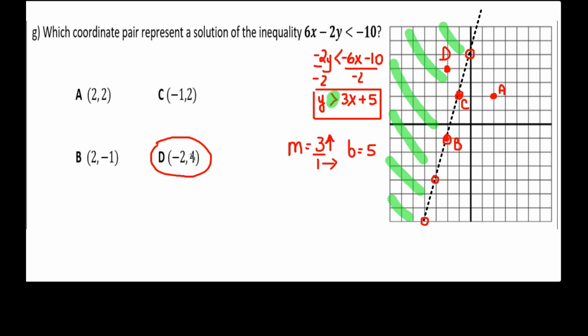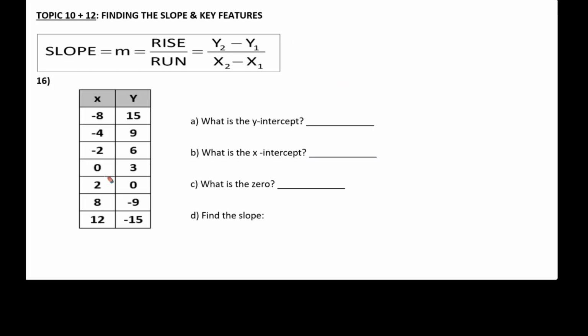Oh, and by the way, I made a mistake on point B. It is positive 2, down 1. Okay, so I noticed I made that mistake, so please forgive me. All right, very good. Let's go on to the next set of problems.